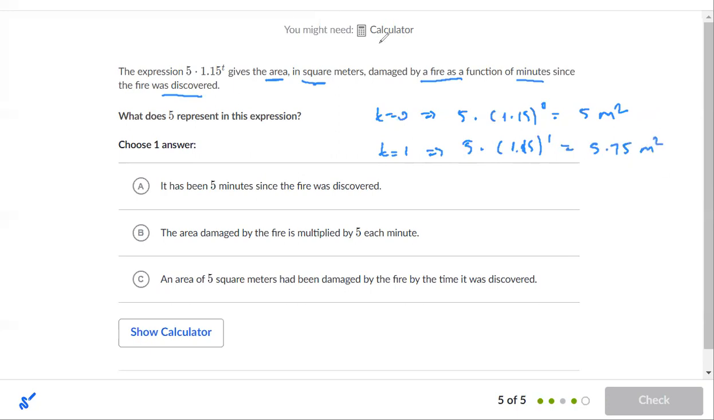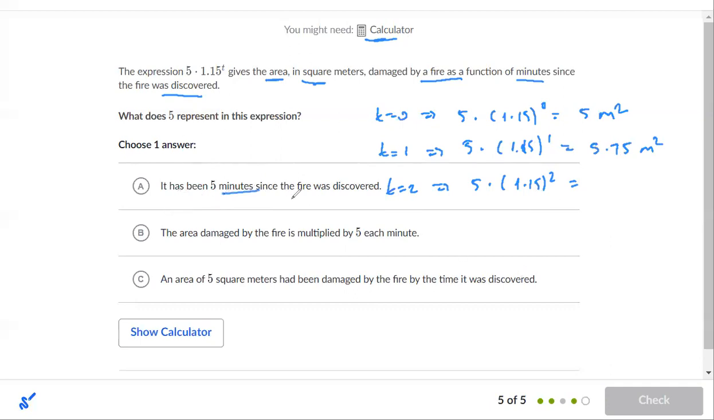You can use a calculator, but that is given, so I don't really need it, I believe. That will be the area after 1 minute, so this much area will be damaged by that fire. Now let's look at the meaning of those 5s. Maybe we can just make t equal to 2. That should be 5 times 1.15 to the second power. The next number will be larger than this number, so I don't really need to multiply, but you can go ahead and try it. But let's see what the meaning of those looks like.